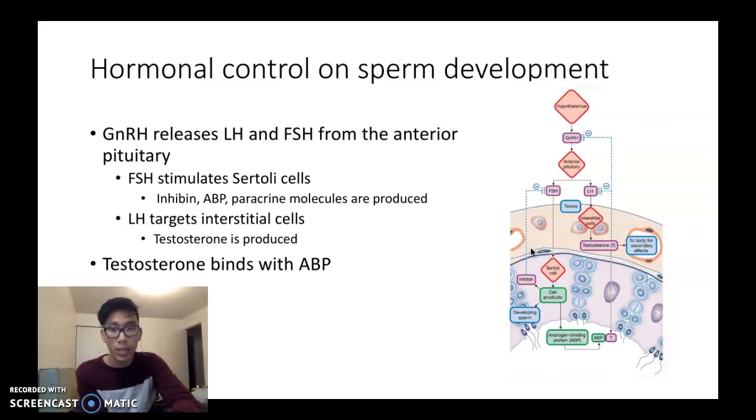What's important to note here is that testosterone is a small enough hormone, and because of its lipophilic nature, it can cross these different compartments into the tubule lumen. But because of the Sertoli byproduct androgen binding protein, the testosterone and the androgen binding protein will link together, and that prevents further testosterone diffusion throughout the three compartments.